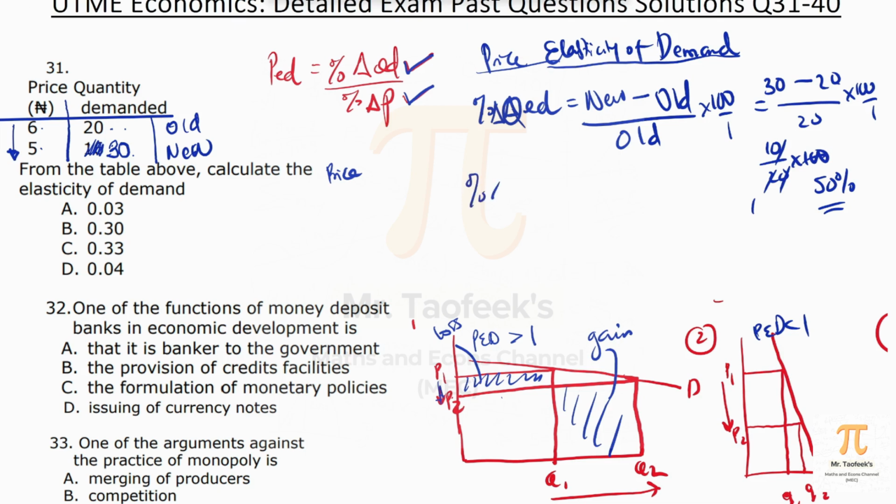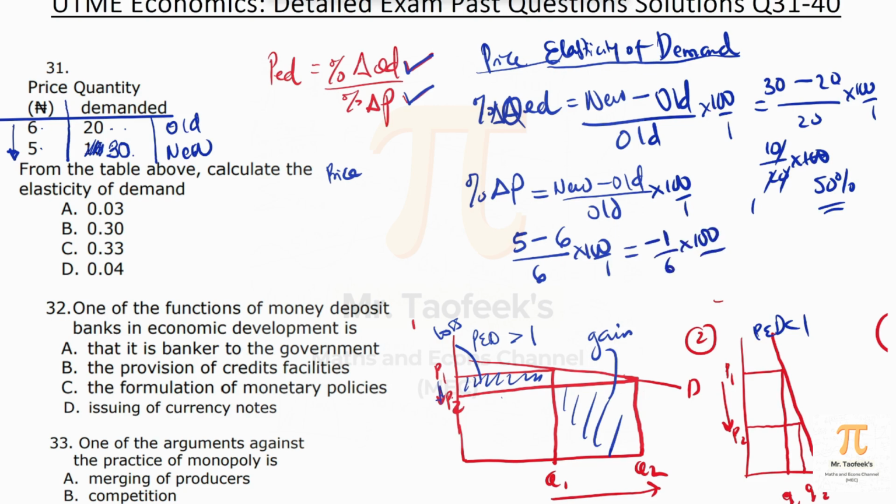Now let's work out percentage change in price. So percentage change in price, the same thing: new price take away the old price, divided by the old price, times 100 over 1. Our new price is 5. Take away the old price, which is 6, divided by the old price, which is 6, times 100 out of 1. So that will be 5 minus 6, which is minus 1, over 6 times 100 out of 1. So if you put that on your calculator, you should have your answer.